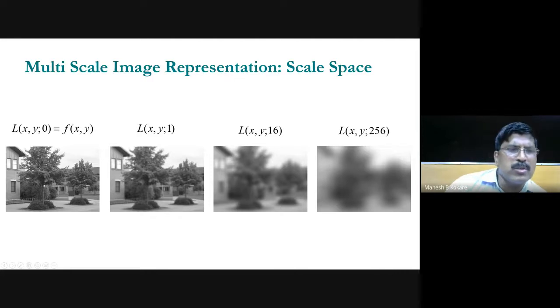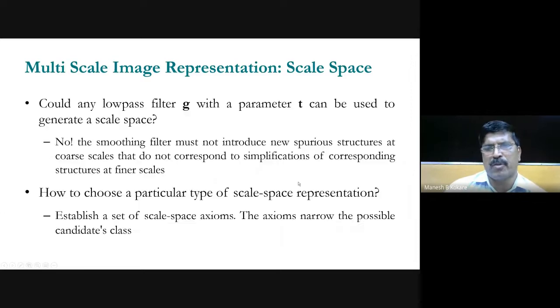So you were getting the minute details here, and then you are getting the overall structure. So the image is represented at multiple scales by changing the scale, like 0 to 1, 1 to 16, and 16 to 256. By just convolving the Gaussian function with the image, you get results like this. So this is the scale space representation of the image.